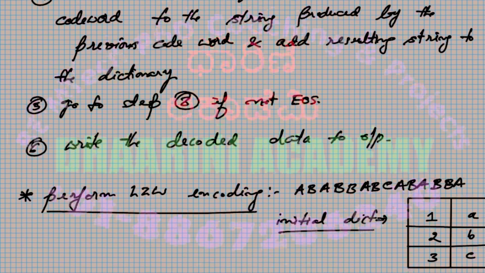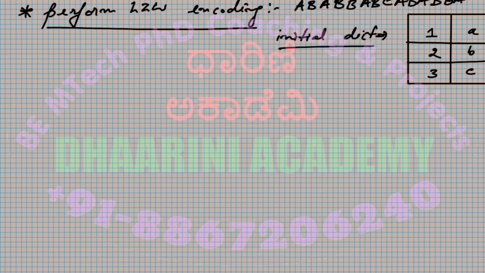So let me assume this is given now. We'll start with the dictionary itself, with the index 1, 2, 3, and the data. The data is given, so I'll start with that. This is 1 for A. Let me write a capital letter. It's fine even if they don't give it.